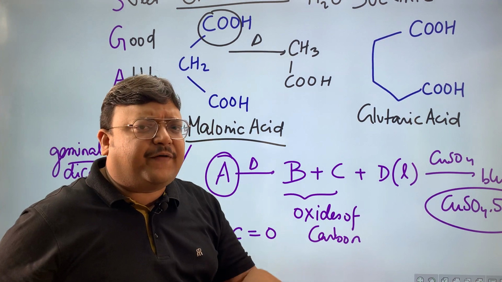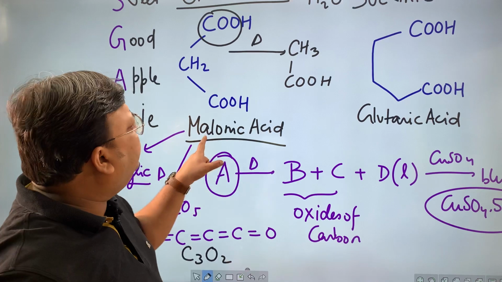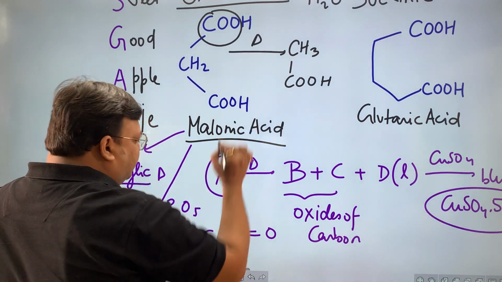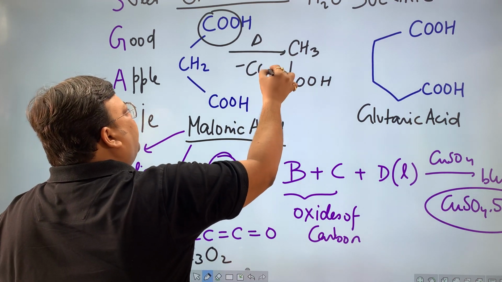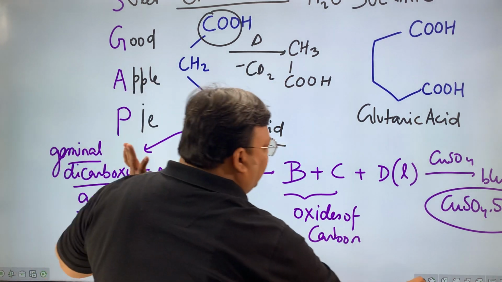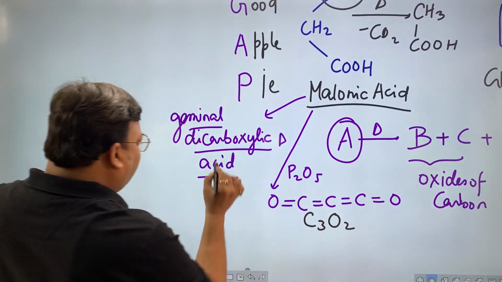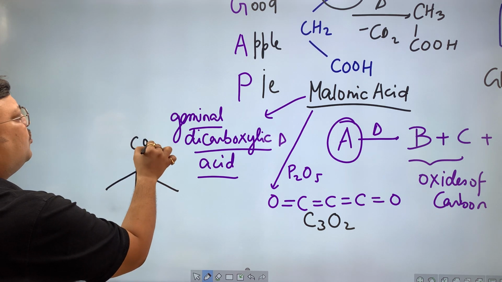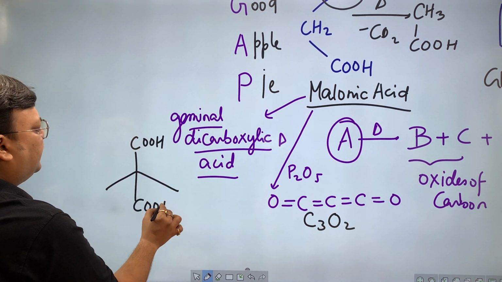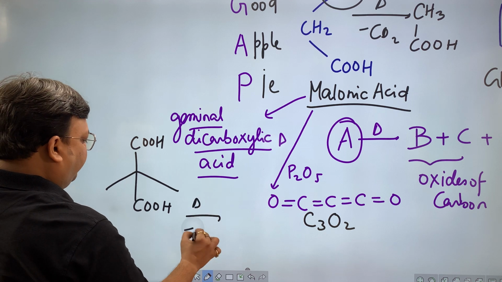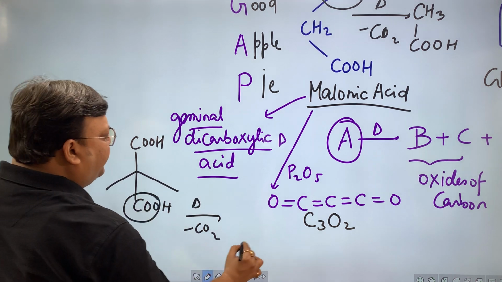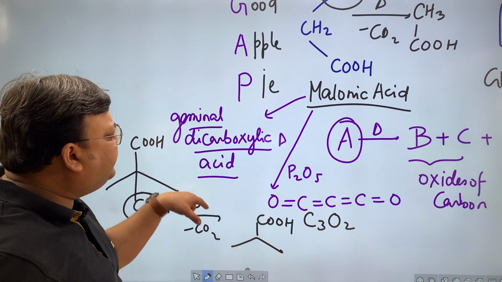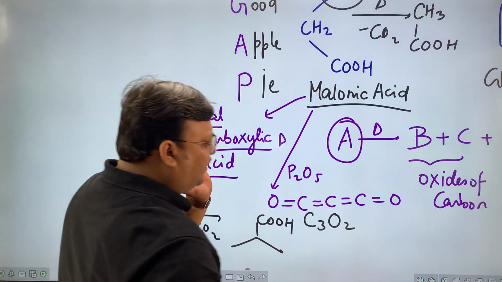The general heating effect of malonic acid or any gem dicarboxylic acid is loss of carbon dioxide. That happens with any gem dicarboxylic acid. I can take any structure with 2 COOH, and on heating it will lose carbon dioxide. So this will happen with all geminal dicarboxylic acids. Naturally, it's happening with malonic acid as well.